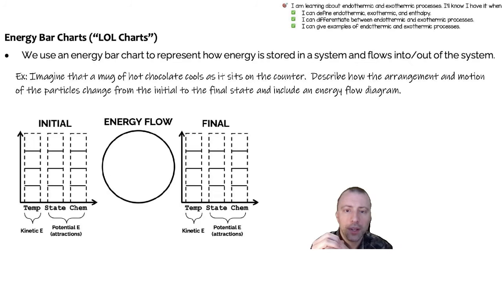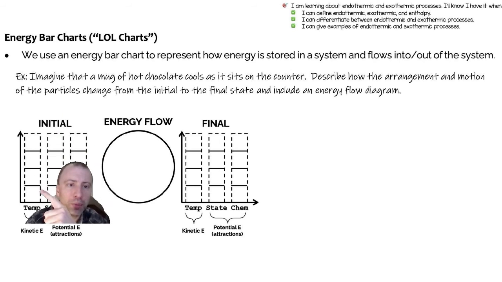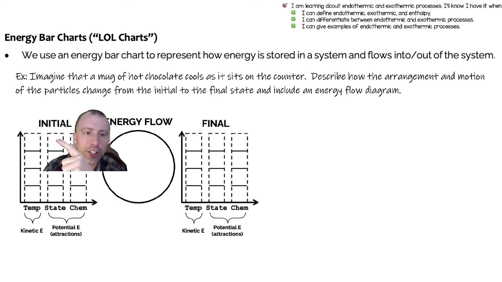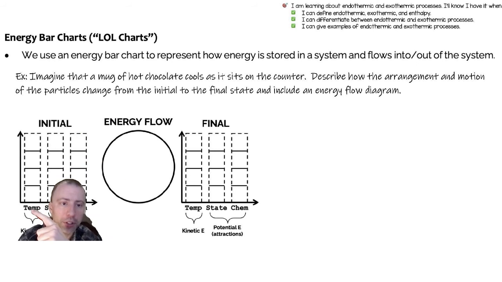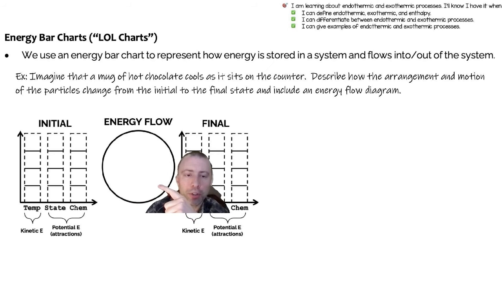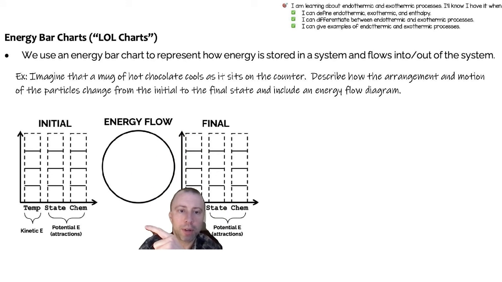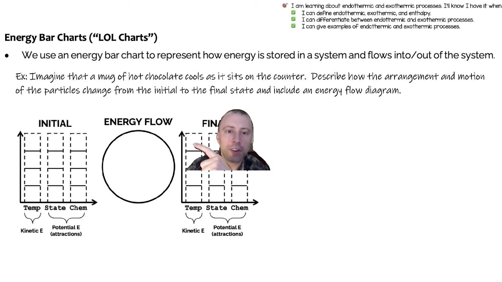We are going to use what we call a LOL chart, which is different bar graphs to represent the heat that is flowed throughout this unit. And so we have on the left the initial, and there's different ways that kinetic energy is stored, or potential energy. And so we're going to talk about different columns throughout this unit. Right now we're just going to talk about the temperature column, which is the first column. And then we're here in the energy flow. The system goes inside the circle, the surroundings outside the circle, and then we'll show whether energy goes in or out. And then we'll have a final bar graph.